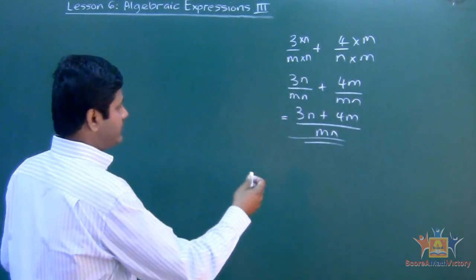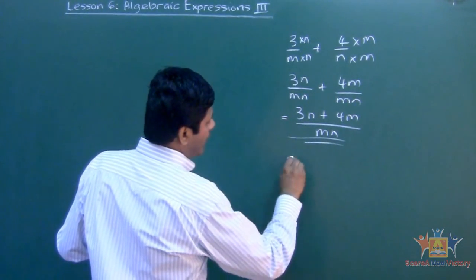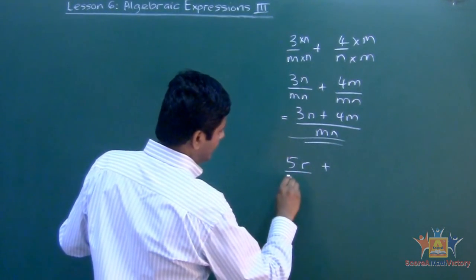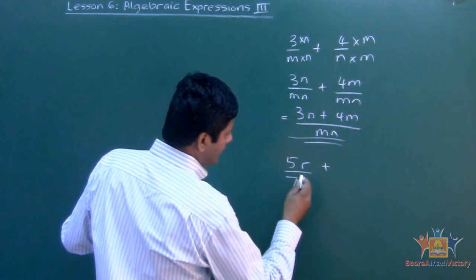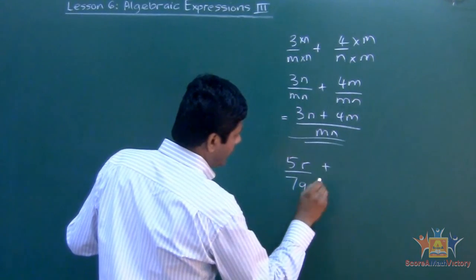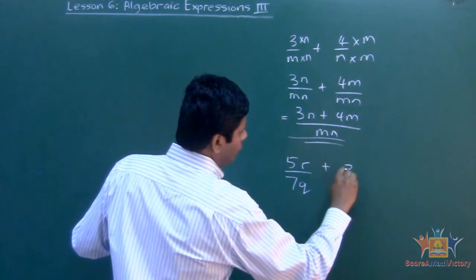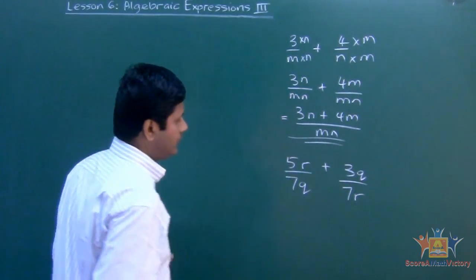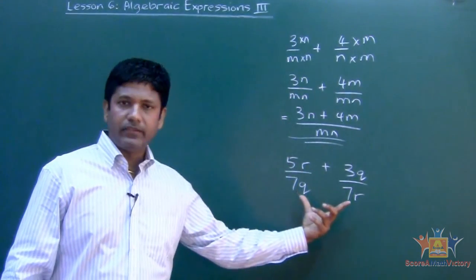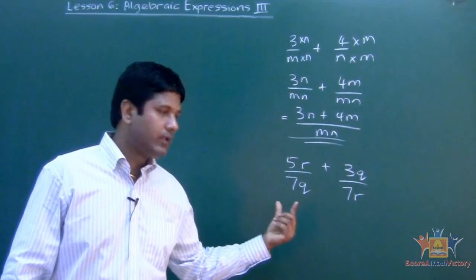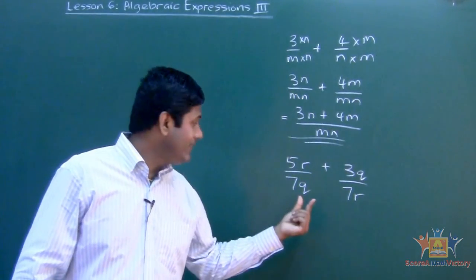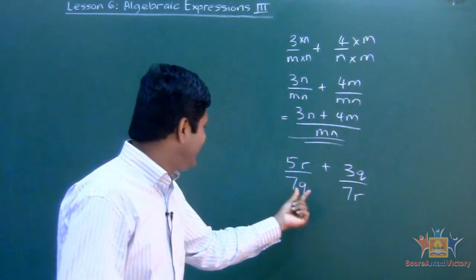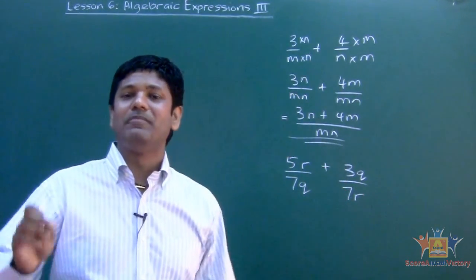Okay, let's say for example, Mr. Mac to give you, let's say 5r over, let's say 7q, okay? And then 3q over 7r. Can I add this? No, why? 7, 7, but the variable, the unknown is not common. It's q and r. So I have to make them common.